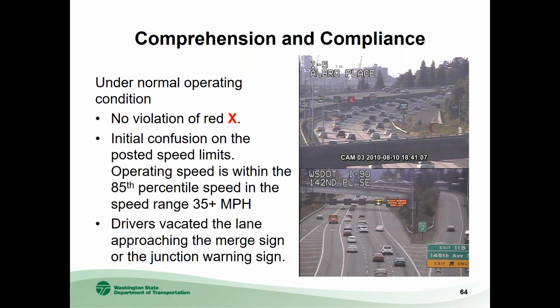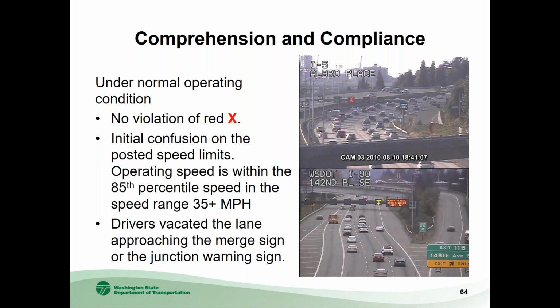It basically serves as a junction warning, and it is dynamic. It comes up when the ramp demand is high and the mainline volume is also high. It will come up as a warning over lane number 1, so drivers can vacate the lane. As you can see here, the comprehension and understanding of the message and compliance is pretty high.